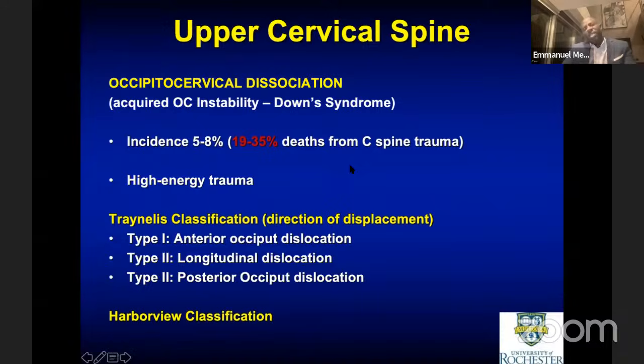Occipital cervical dissociation is also another injury, though I wouldn't say common. Having seen three in my 9 years of practice, I would consider that a significant number, as most people often tell you they've never encountered or seen one. So incidence ranges between 5 to 8%, and 13 to 35% of them result in death from C-spine trauma.